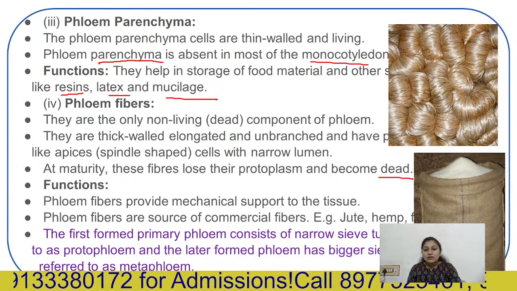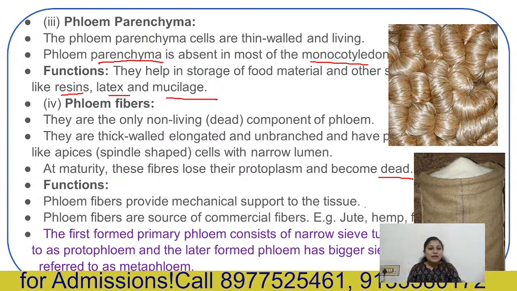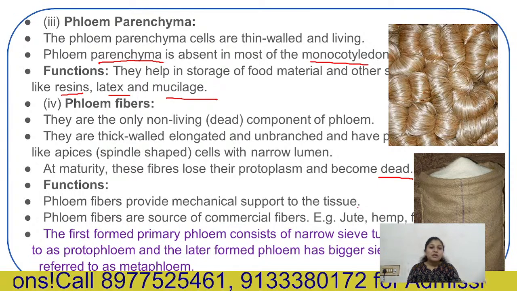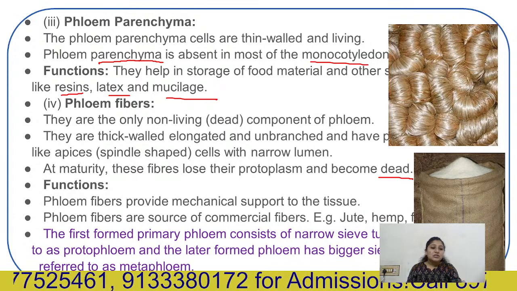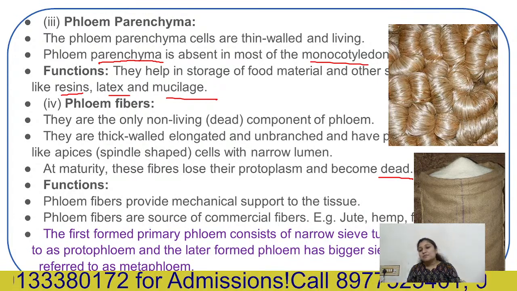Commercially, jute, hemp, and other fibers which we use are actually phloem fibers. The first formed primary phloem consists of the narrow sieve tubes and is also known as protophloem. Later formed, it is known as metaphloem.